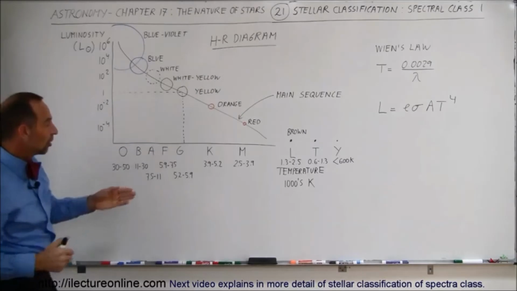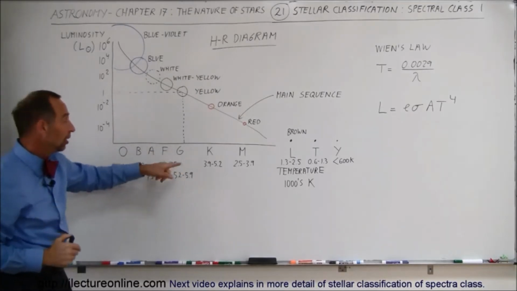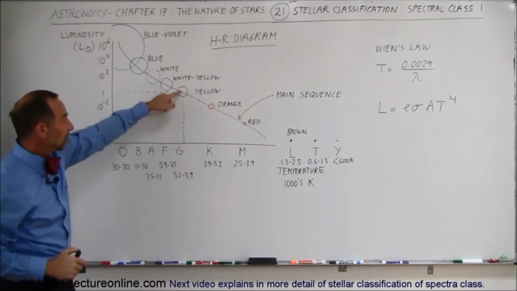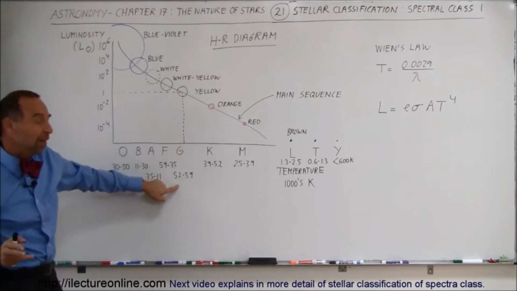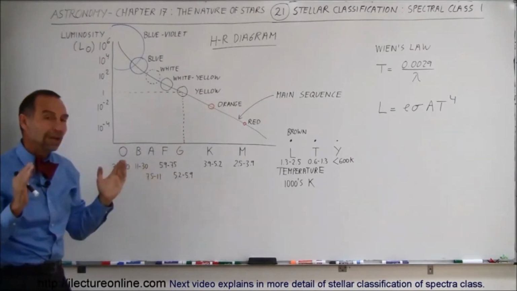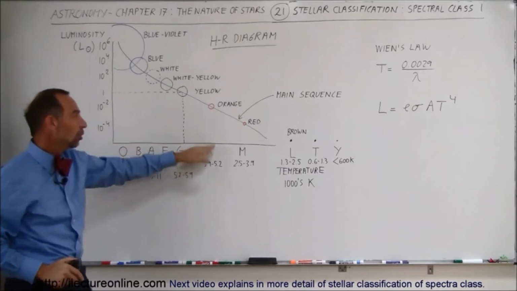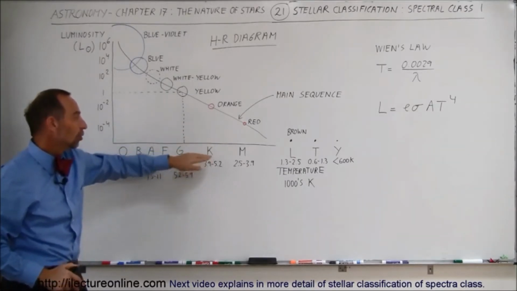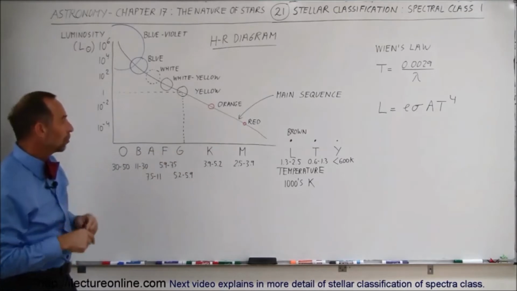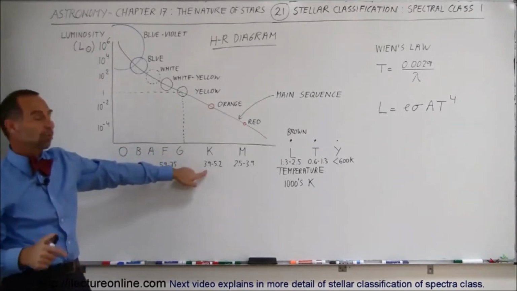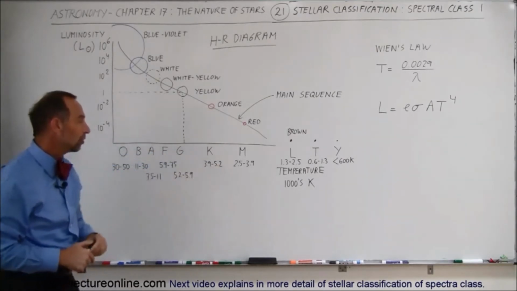Then stars like the Sun. Our Sun is a G-class star. The classification is G. It's a yellow star, with a temperature of 5,800 Kelvin. Notice it falls right in the range of what we call the G-class stars. Then we have the smaller, orange-looking stars. Those have spectral class K, temperatures from 3.9 thousand to 5.2 thousand.